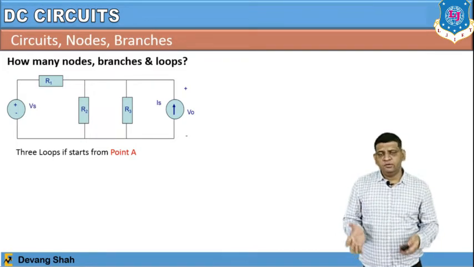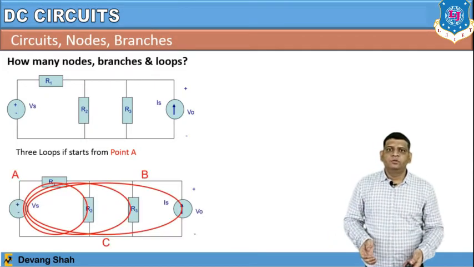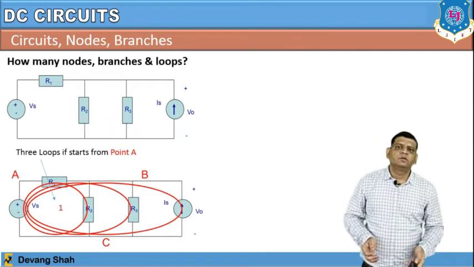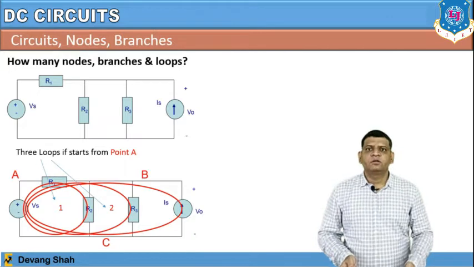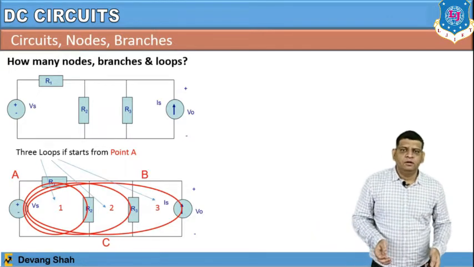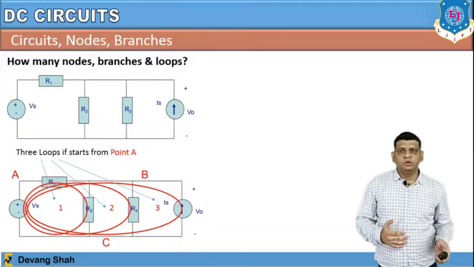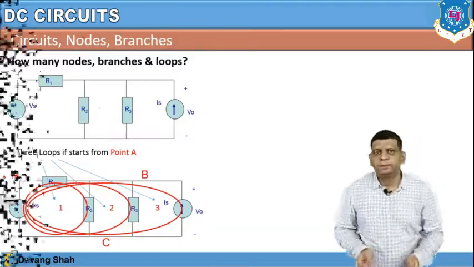There are 3 loops. If you start from point A, you can see there are 3 loops. Loop number 1. This is loop number 2. This is loop number 3, right? So there are 3 loops. Again, you can also individually define the loop, right?